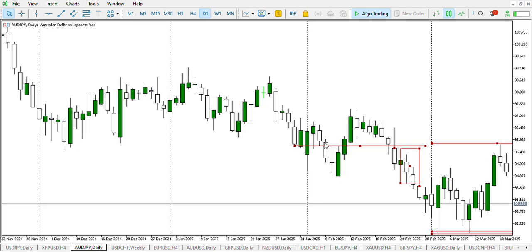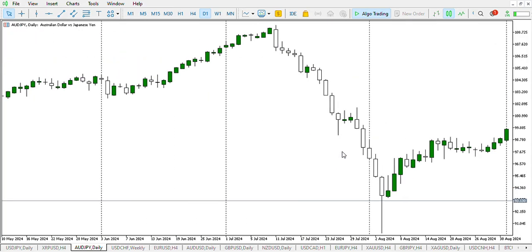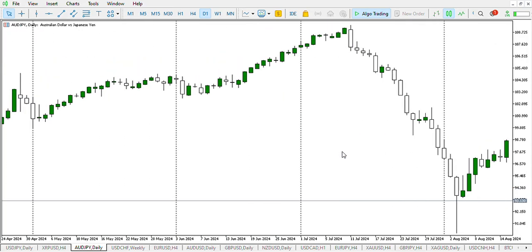So after price breaks the peak, you must wait for more confirmation: wait for a bearish price action for a sell trend, or a bullish price action for a buy trend. Let us take more examples to confirm what we mean.